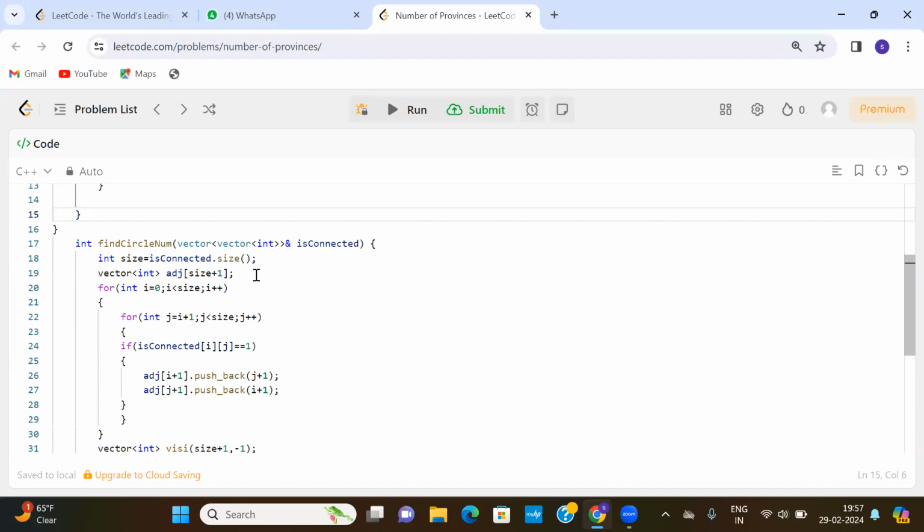So after that, we have defined an adjacency list of size plus 1. Why size plus 1? Because it is starting from 1. The indexing is from 1, not from 0. That is why the list size is size plus 1. Then we are traversing through the entire array isConnected.